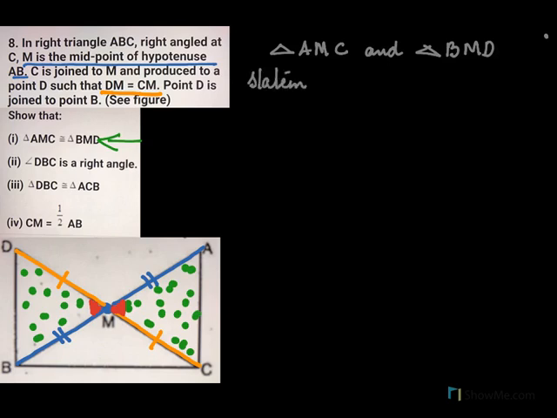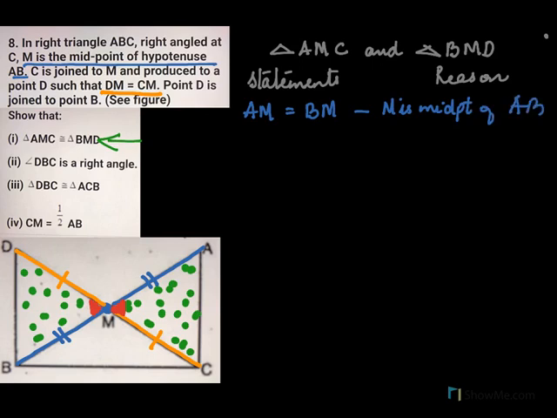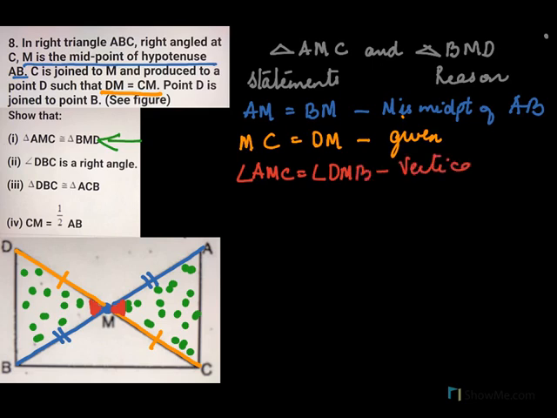So we write the statements. This whole sum is done in a couple of parts. It's a long sum. First we'll write AM equals BM. Reason: M is midpoint of AB. Then we have MC equals DM, which is given to us, and then we have the vertically opposite angles. So angle AMC equals angle DMB, and that is vertically opposite angles.